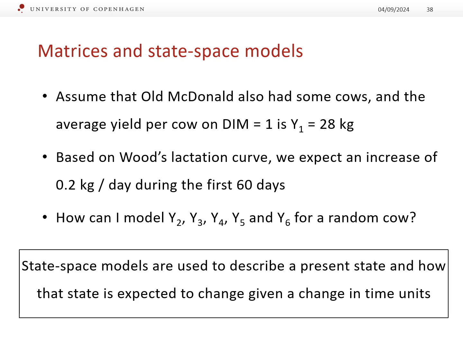Well, we use state space models precisely for that. We use them to describe a present state and how that state is expected to change given a change in time units. In our case, we are using a specific type of state space model called a dynamic linear model, or DLM.